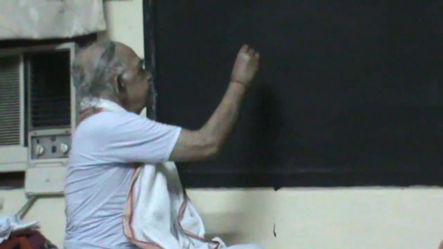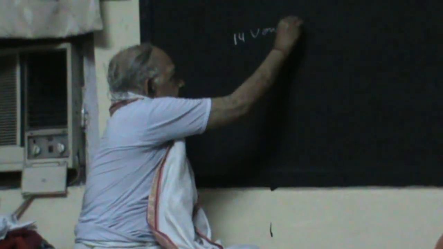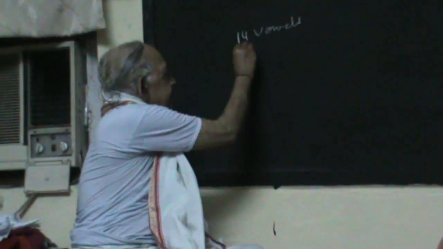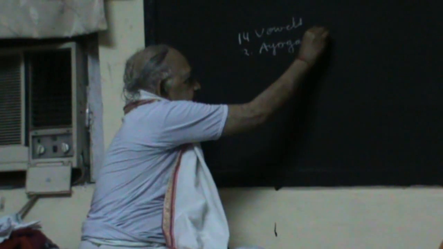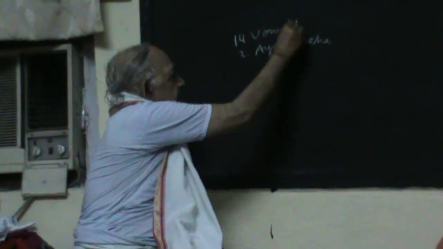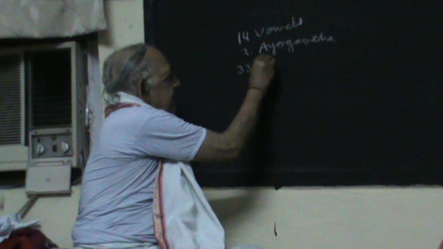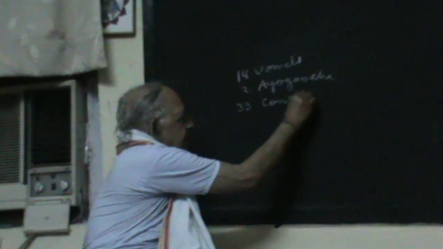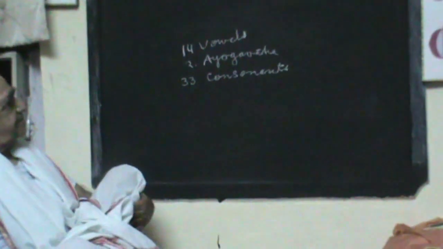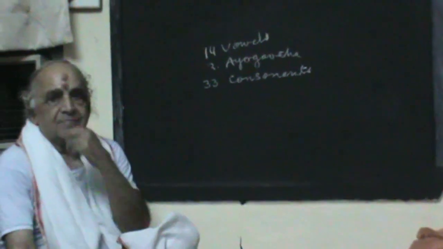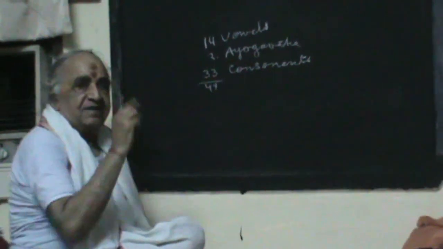So, vowels, two ayogavahas, and 33 consonants. Altogether 49. See, important.